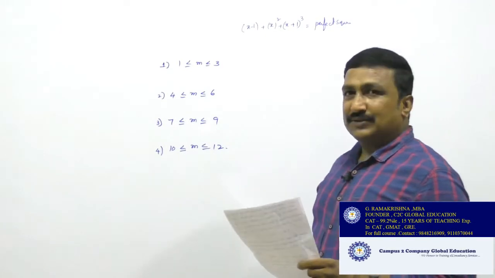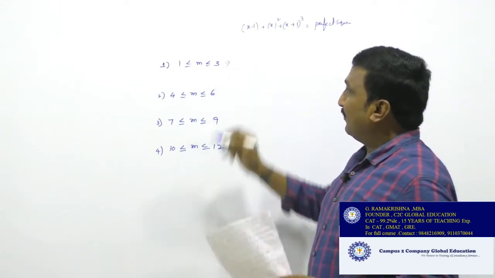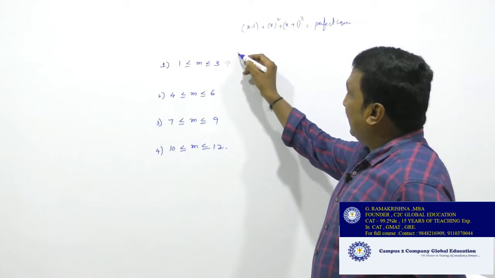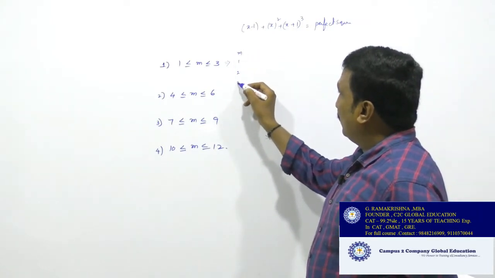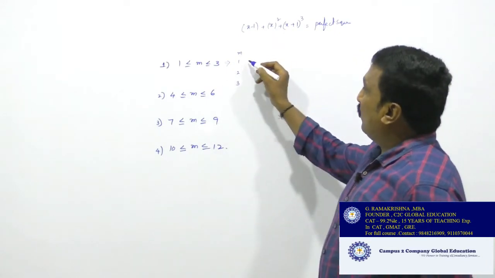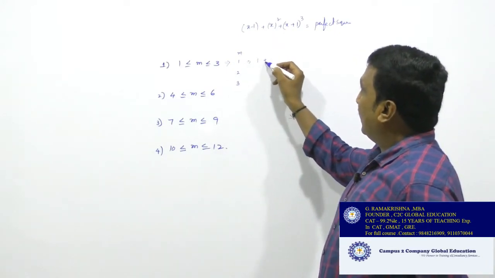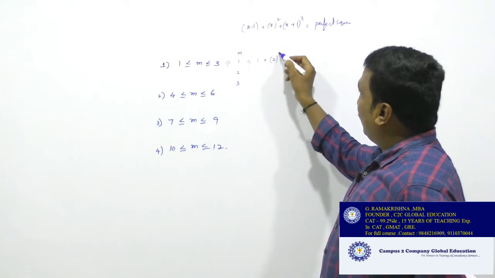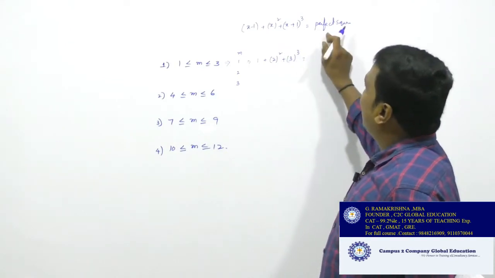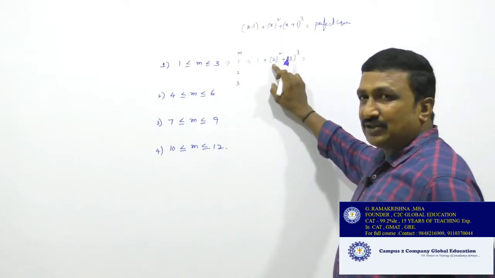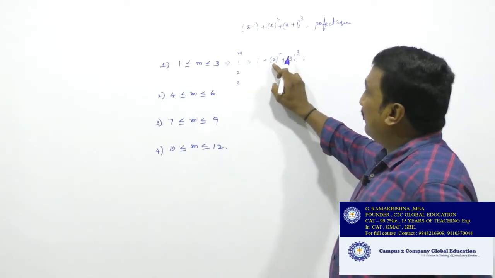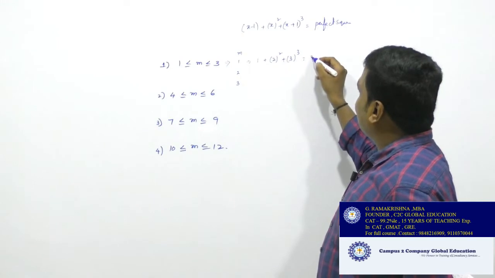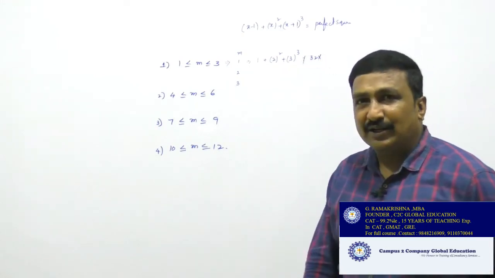So I am taking the options, right? If I take this option, 1 is less than m is less than 3, what are the possible values of m? m will be 1, 2, 3. So the least value 1 means what are the 3 values? 1, 2, 3. And what is the condition? Power of 1, power of 2, power of 3 must give a perfect square. So here 1, 2 square is equal to 4, 3 cube is equal to 27. 27 plus 4 is 31, 31 plus 1 is 32. It is not a perfect square. So we can eliminate. Understood friends?